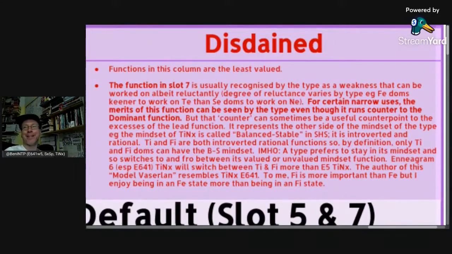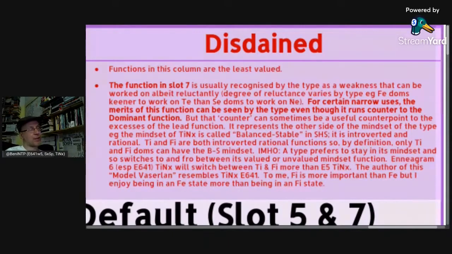In my humble opinion, a type prefers to stay in its mindset and so switches to and fro between its valued and unvalued mindset function. Enneagram 6, then we'll switch between the author of this. Okay, that's more, we're here for NI and SI.